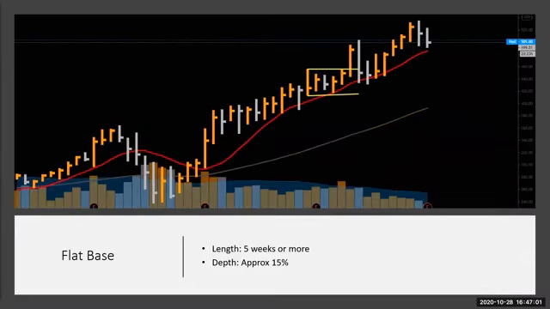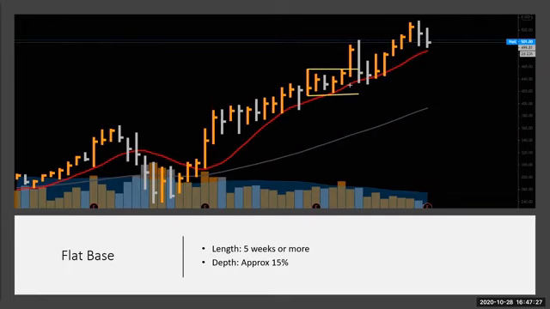All right, so here's another pattern, the flat base. Seeing a lot of flat bases recently too. The flat base is pretty simple, pretty straightforward. It's just chopping around sideways, right? But it needs to be chopping around sideways for at least 5 weeks. It could be significantly longer than 5 weeks, but at least 5 weeks.